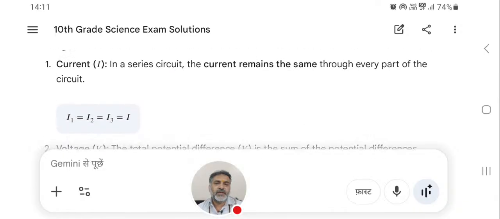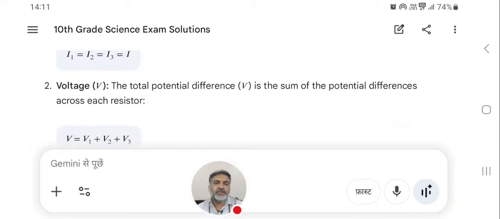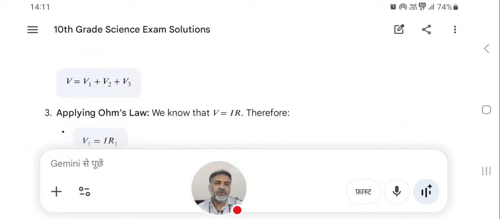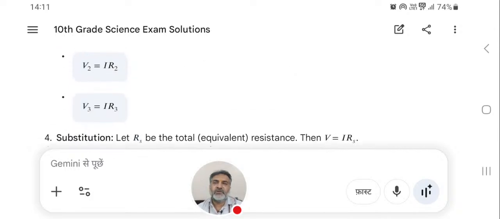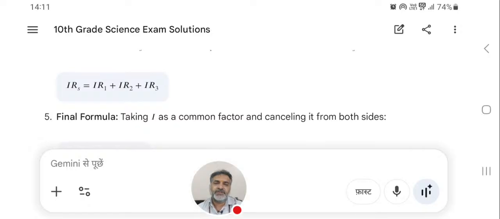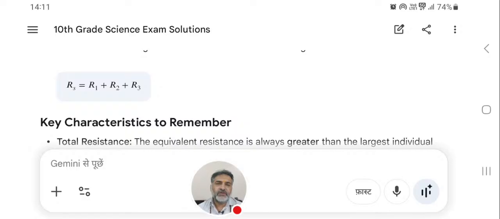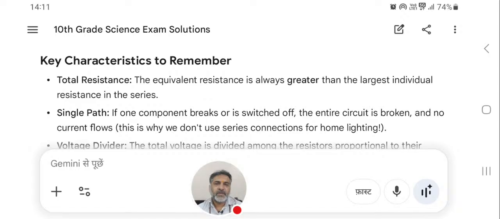In a series connection, the current I is the same through all: I1 is equal to I2 is equal to I3 is equal to I. The voltage V is equal to V1 plus V2 plus V3. V1 is equal to IR1, V2 is equal to IR2, V3 is equal to IR3. So IRs is equal to IR1 plus IR2 plus IR3, so Rs is equal to R1 plus R2 plus R3. Remember the characteristic. Now next, question number 47.